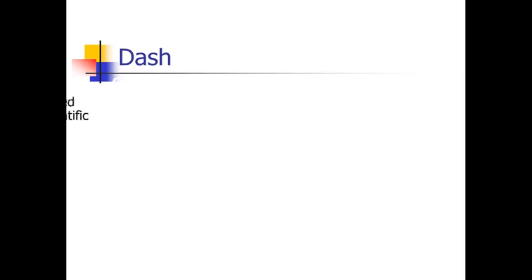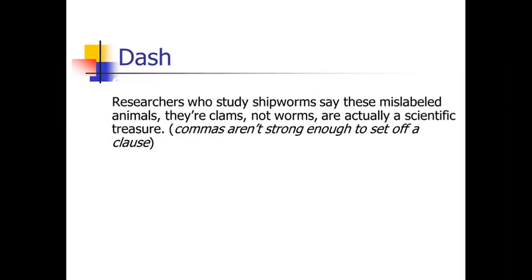So with commas instead, go to that first sentence. Researchers who study shipworms say these mislabeled animals, they're clams, not worms, are actually a scientific treasure. Well, that's a run-on sentence, right? Commas aren't strong enough to set off an entire clause here. So clearly, commas are not going to work.